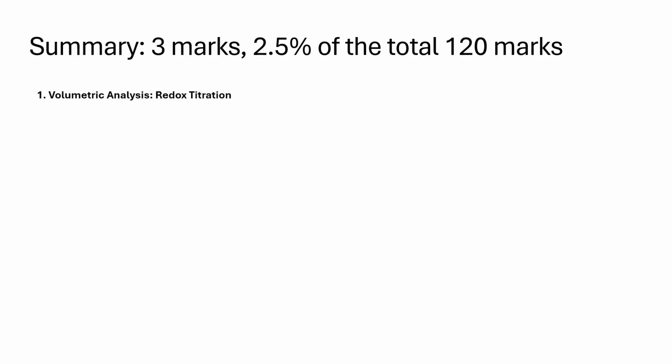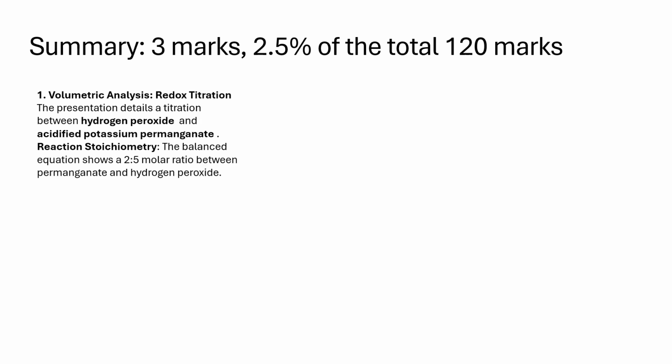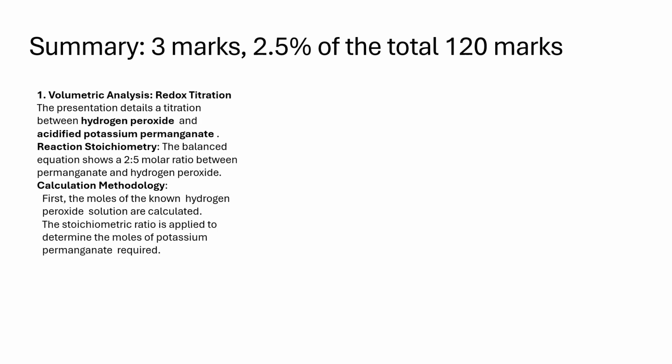Volumetric analysis, redox titration. The presentation details a titration between hydrogen peroxide and acidified potassium permanganate. Reaction stoichiometry: the balanced equation shows a 2 to 5 molar ratio between permanganate and hydrogen peroxide. Calculation methodology: first, the moles of the known hydrogen peroxide solution are calculated. The stoichiometric ratio is applied to determine the moles of potassium permanganate required. Finally, the volume of potassium permanganate is solved for, resulting in an expected volume of 35.3 milliliters.